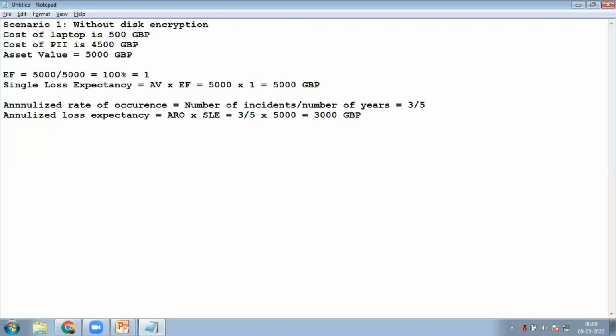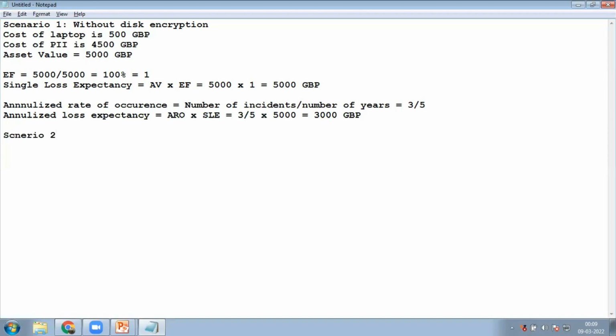So 3 incidents in 5 years. 1 incident is going to cost me 5,000 British pounds, and 3 incidents are going to cost me 15,000 British pounds. And over the period of 5 years, if I'm going to calculate the annualized loss expectancy, it becomes 15,000 divided by 5, equal to 3,000 British pounds. This is scenario 1. This doesn't give us any benefit.